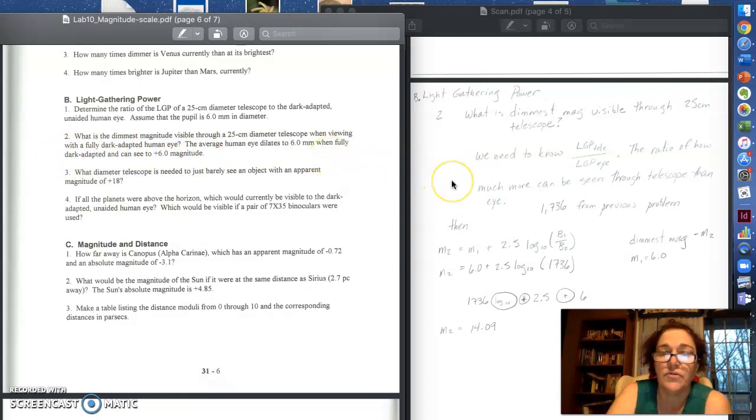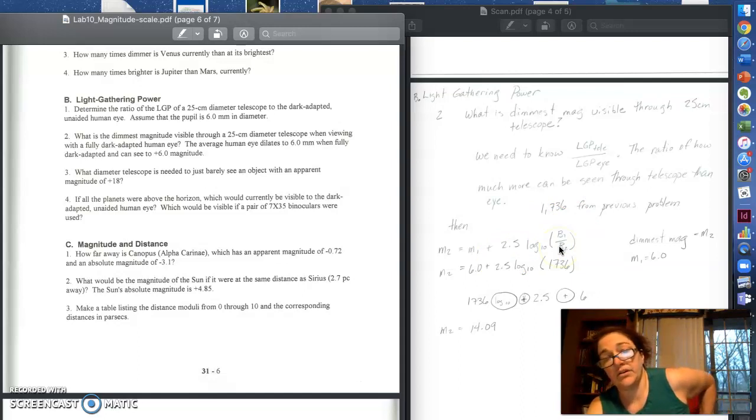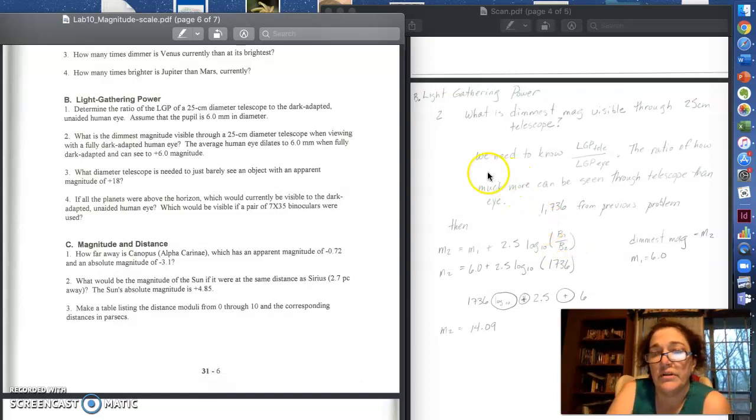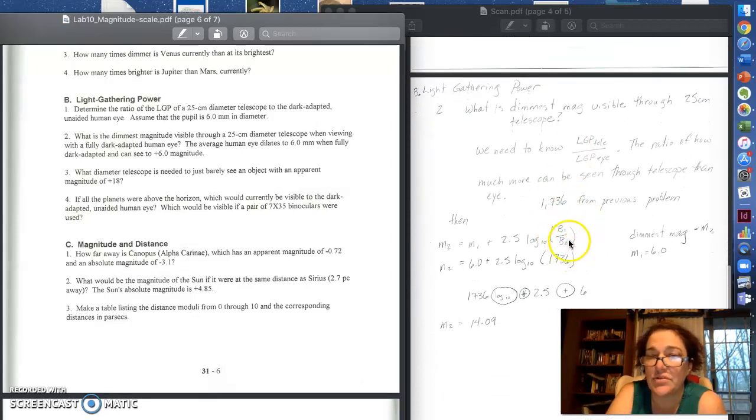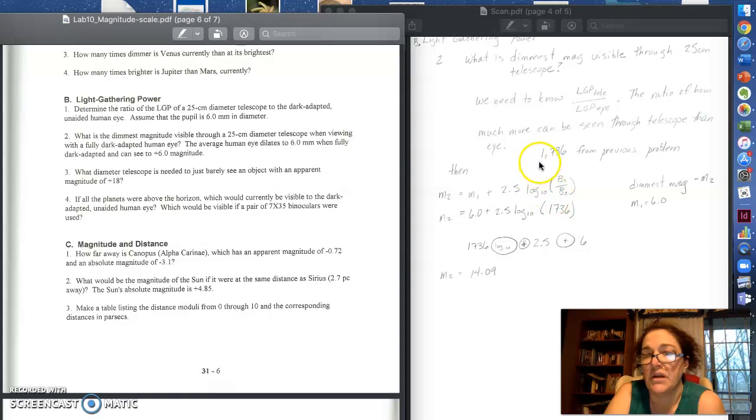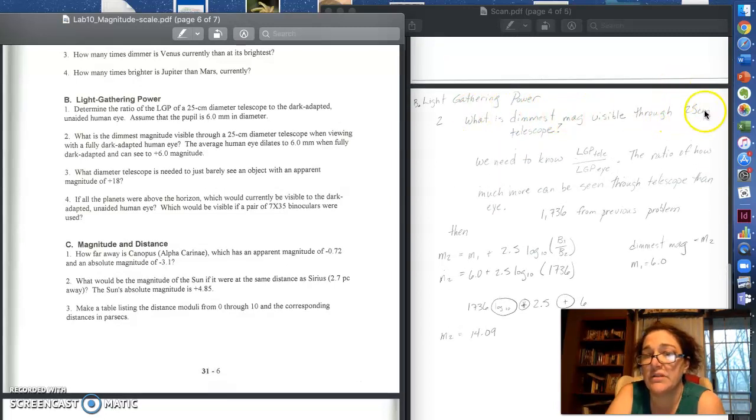So for this, when we're looking at what is the dimmest magnitude, M2 equals M1 plus 2.5 times log 10 of the light gathering relationship is what we are looking for. We need to remember that this light gathering relationship is proportional to the diameter ratio, which is proportional to the brightness relationship. So we can substitute these ratios in for each other. So B1 over B2 is just the 1,736 that we got from the previous problem, because we're still talking about a 25 centimeter telescope and a dark adapted unaided human eye.